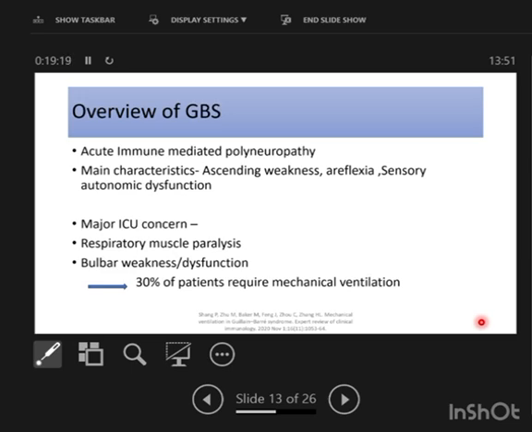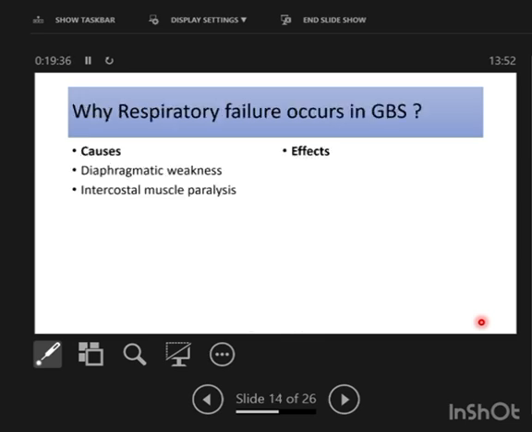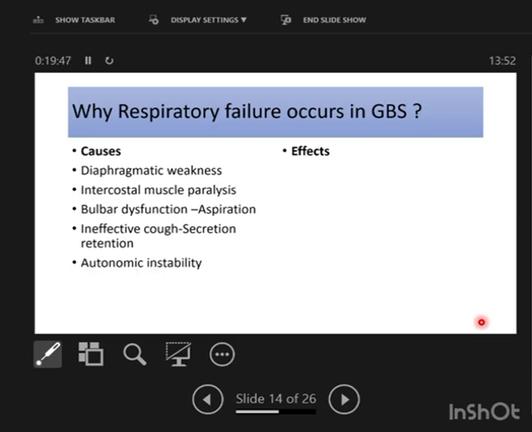We talked about type 1 since morning. This is type 2 respiratory failure, where the lung parenchyma is absolutely normal. So I need not worry much like in ARDS here, right? And 30% of patients require mechanical ventilation. What are the causes of respiratory failure here? Ascending paralysis, muscle weakness, ineffective cough and secretion. So this is a major issue in these patients. They have a very poor cough reflex and autonomic instability.